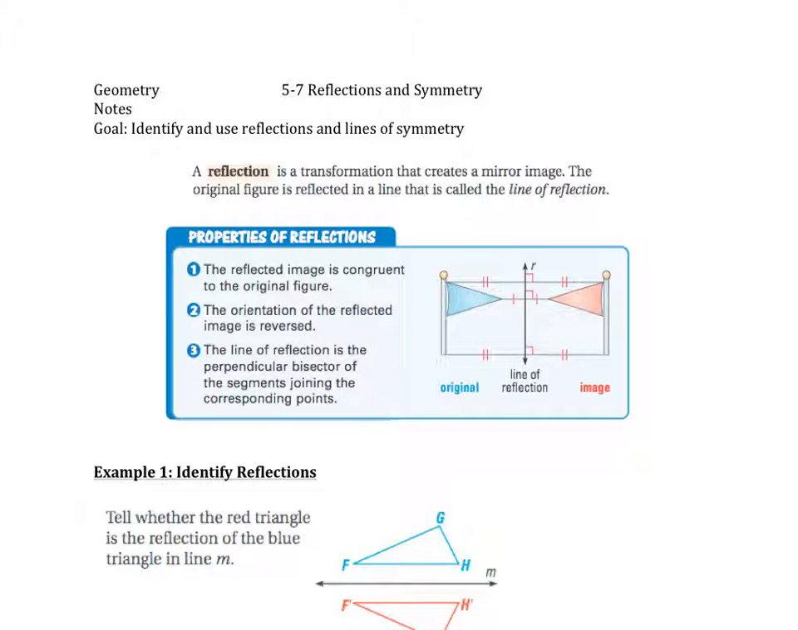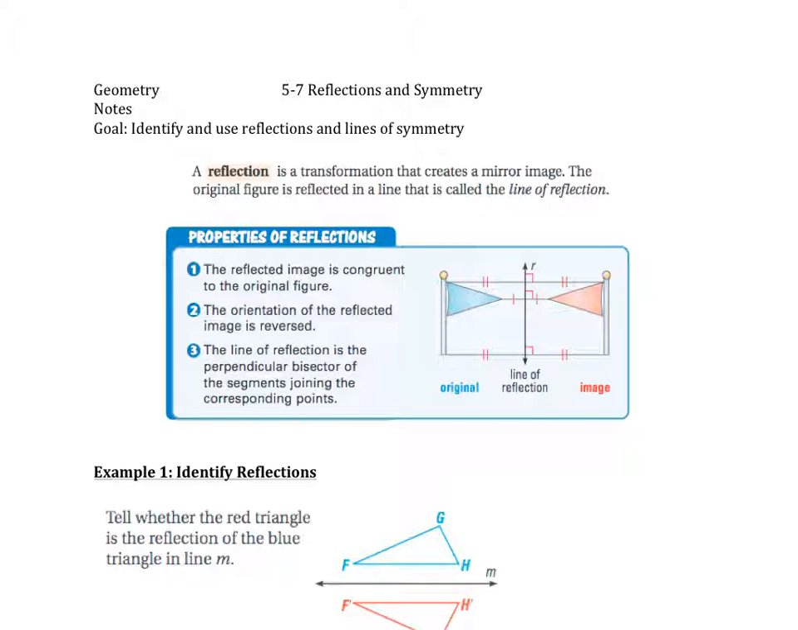Okay, in the last section of Unit 5, we talk about reflections and symmetry. We're going to identify and use reflections and lines of symmetry. So the first thing we need to do is define a reflection. Reflection is creating a mirror image. It's a transformation. The original line is reflected in a line that's called the line of reflection.